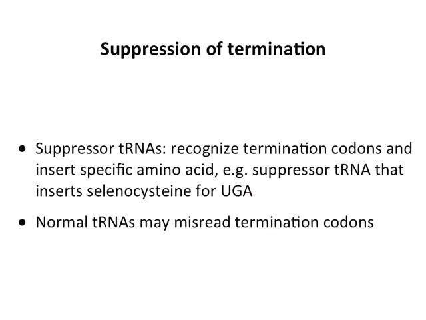So there are two kinds of suppressions. There are specific suppressor tRNAs that recognize these 3 termination codons, and they put in a specific amino acid. So, for example, there is a suppressor tRNA that will recognize the terminator UGA. It puts selenocysteine in, a rare amino acid. And then there are normal tRNAs that misread termination codons, which is what I told you about.